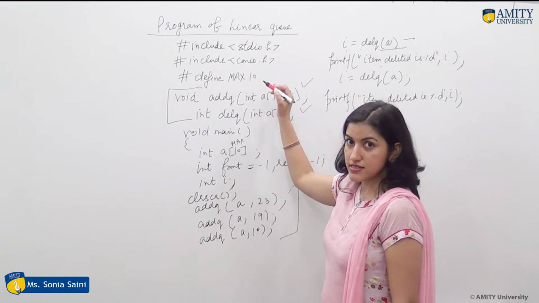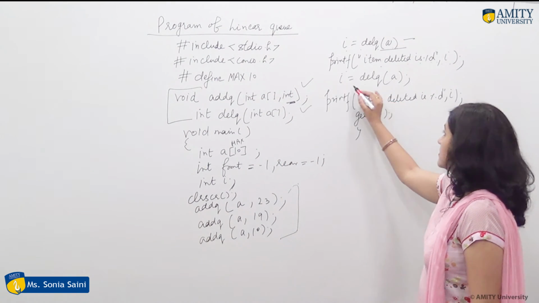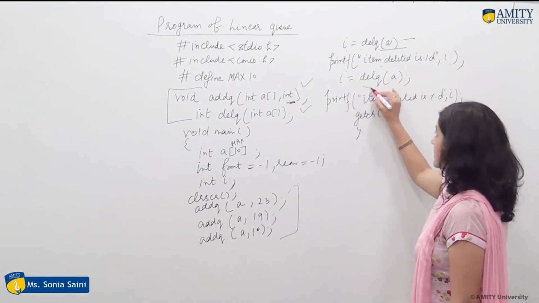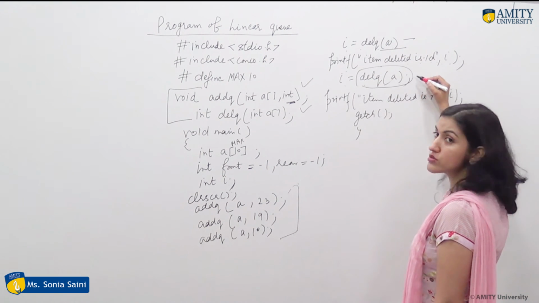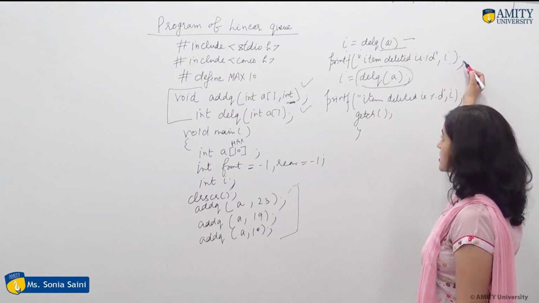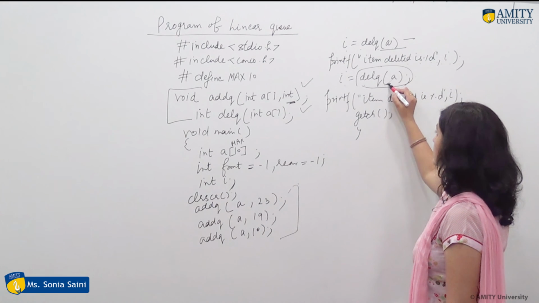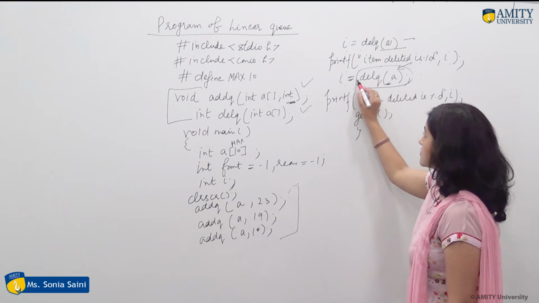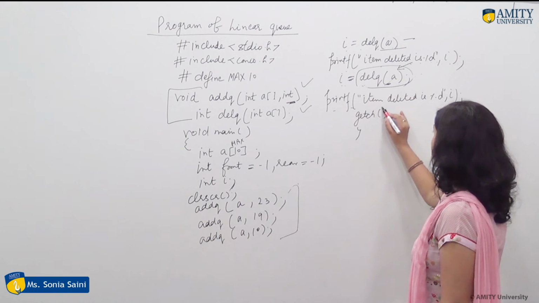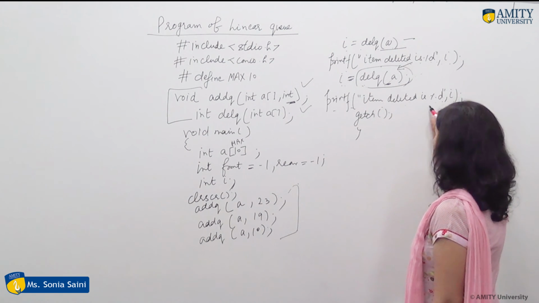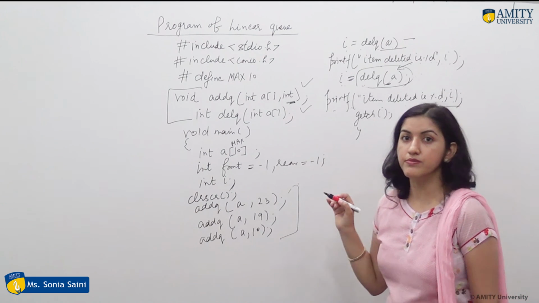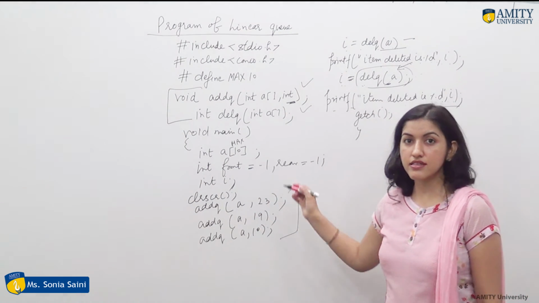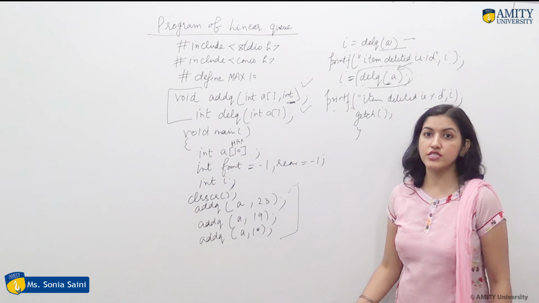We have done this in the previous lecture. I is equal to delq. Control will go to that delq function, the delete function, and whatever element we have deleted is stored in I. Then printf item deleted is %d, I. It will print the deleted item. This is the complete program of linear queue, insertion and deletion.